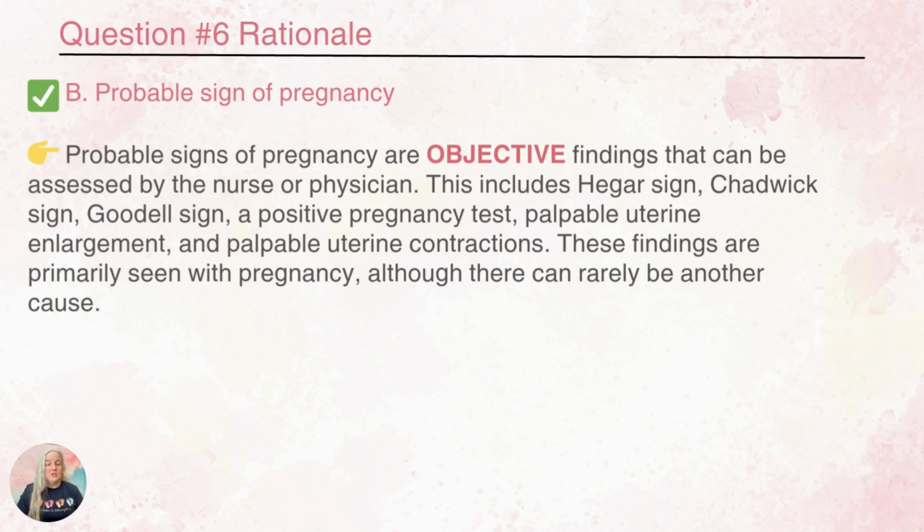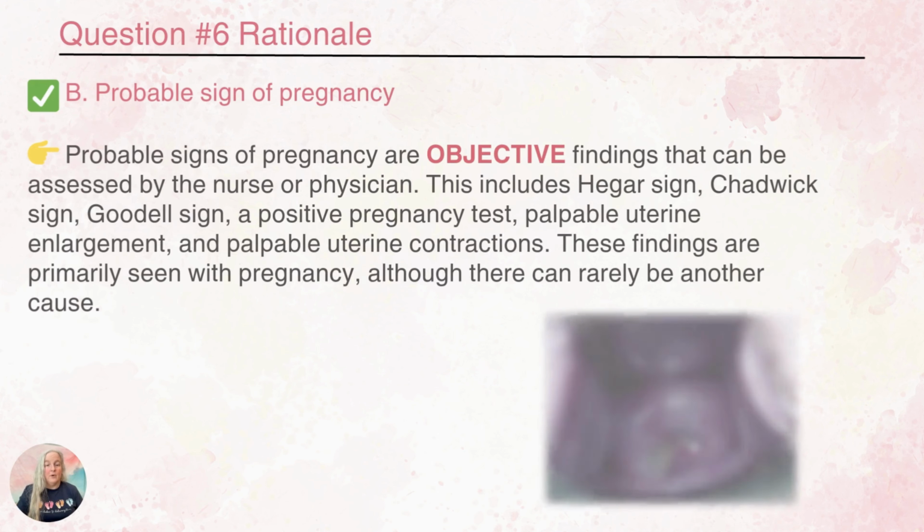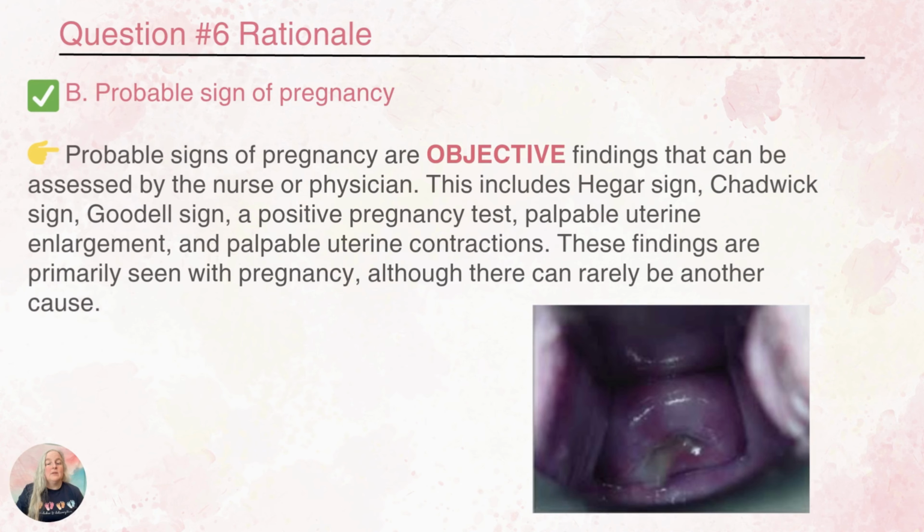This is a probable sign of pregnancy. So when we look at the rationale, we're reminded that probable signs are objective findings that can be assessed by the nurse or the physician. And so any of the signs, Hegar sign, Chadwick sign, Goodell sign, these are all probable. Also the positive pregnancy test, being able to palpate uterine enlargement or contractions like we discussed with the last question are all probable. So these are findings that we can typically see with pregnancy, but they're not definitive unless it's coming from the fetus. Chadwick sign is the bluish discoloration that can happen with the cervix and the vagina with pregnancy.